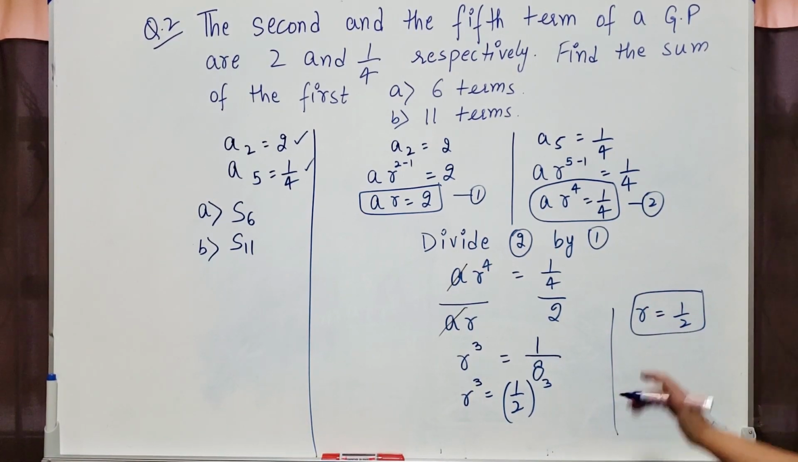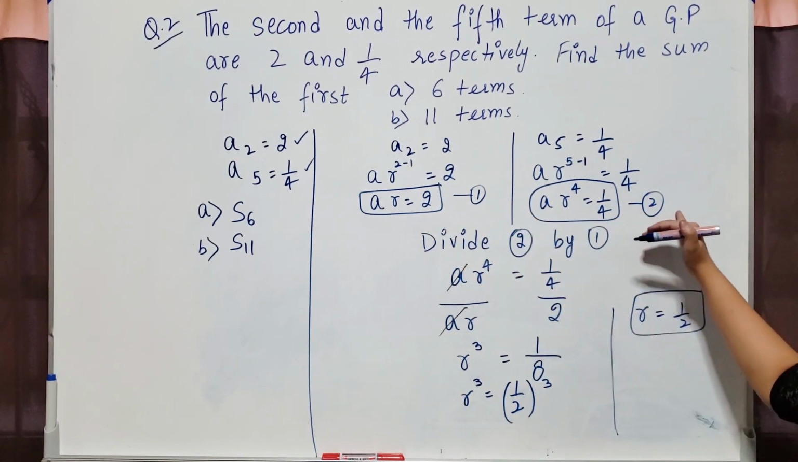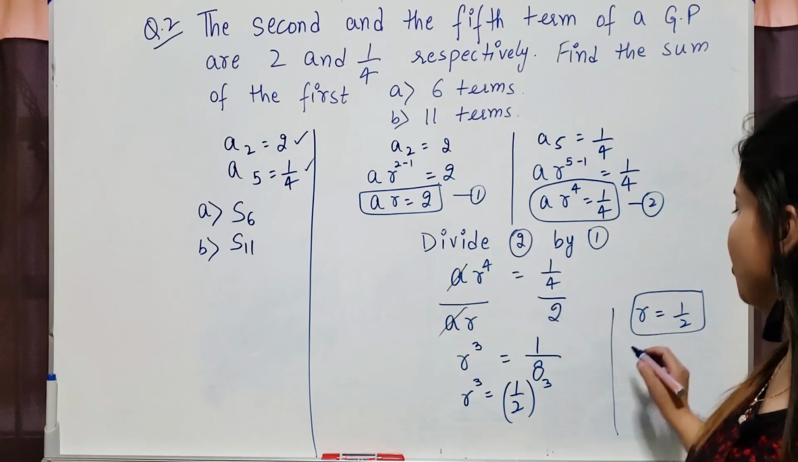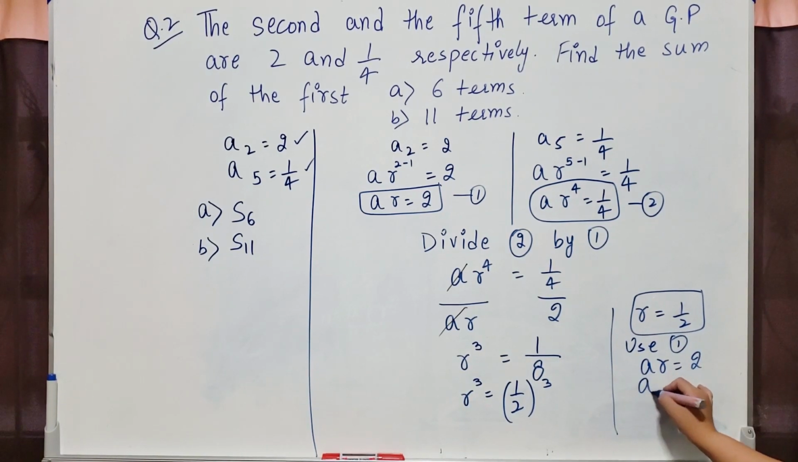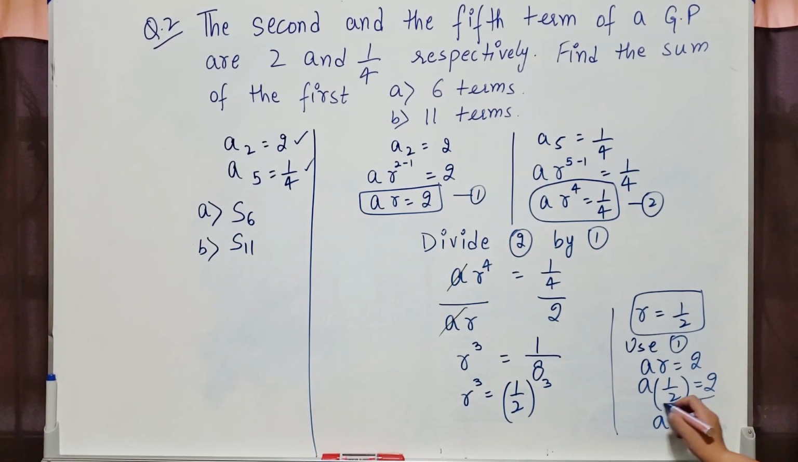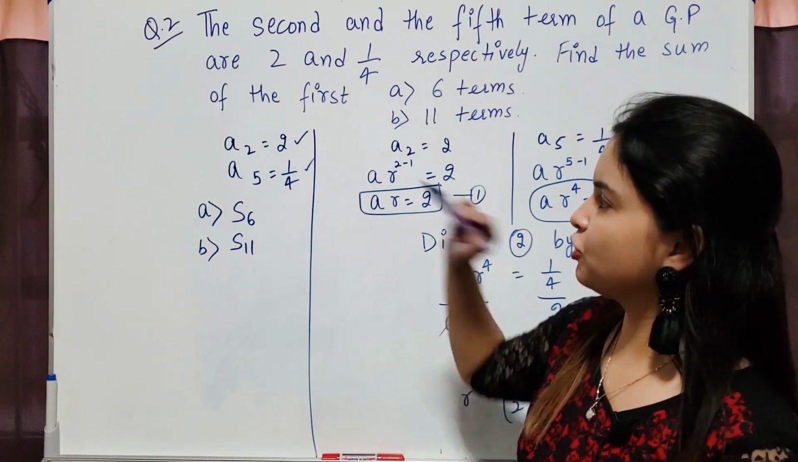Now, I have the value of R and I can use equation 1 or I can use equation 2 to calculate the value of A. Suppose I use equation 1. AR is 2. R is 1 over 2, so it is equal to 2. A is 4. Okay.